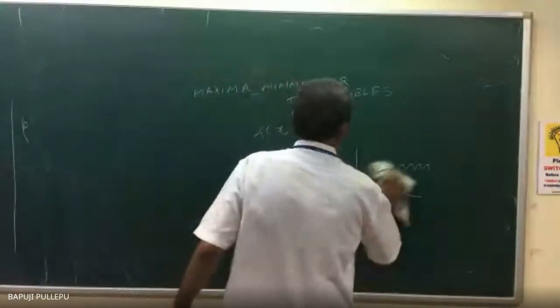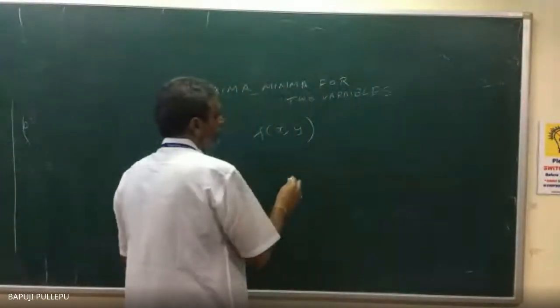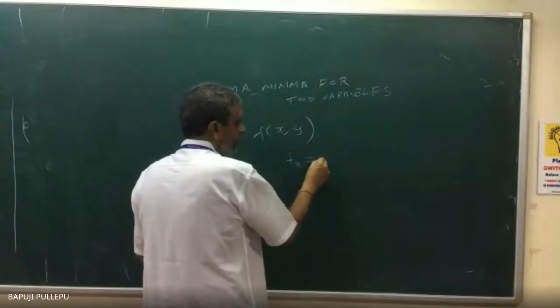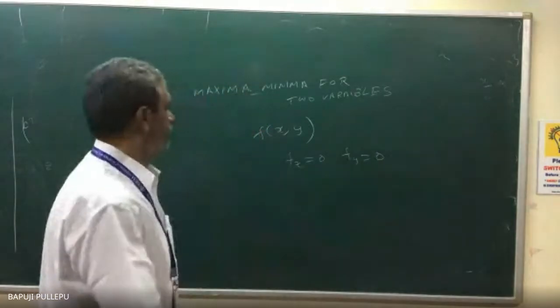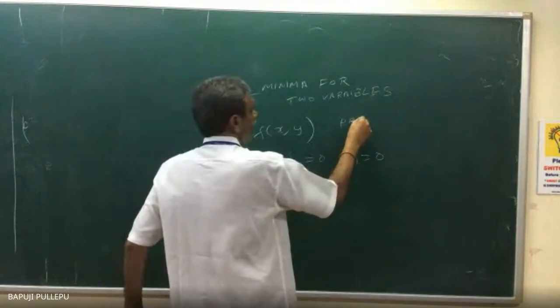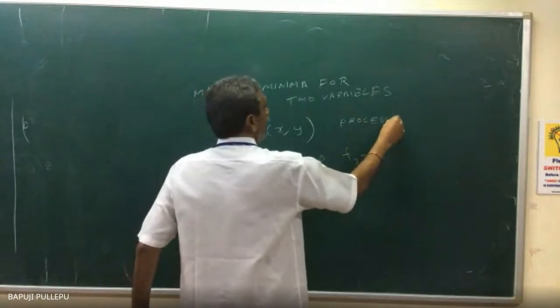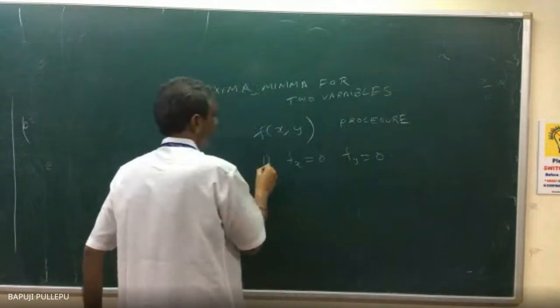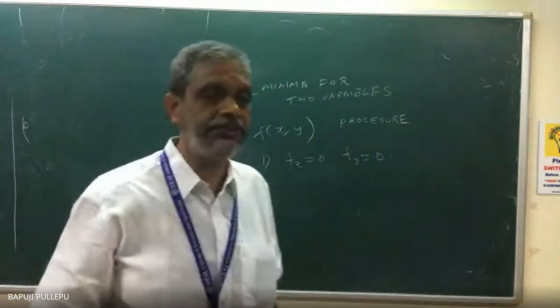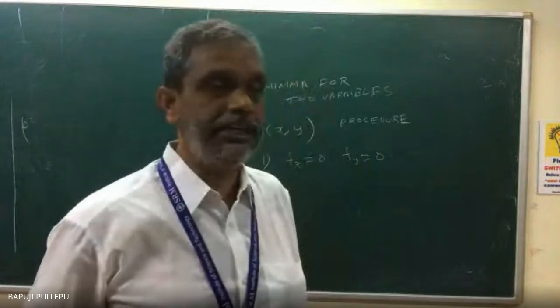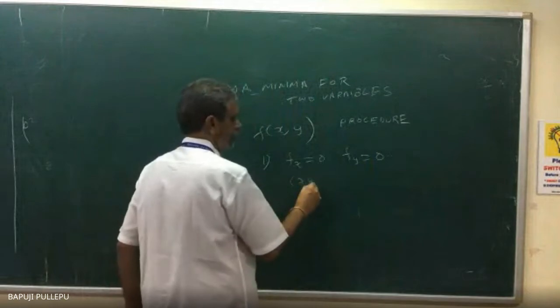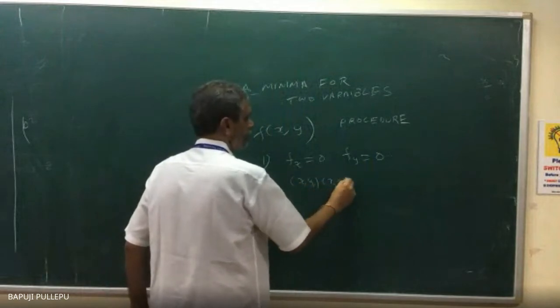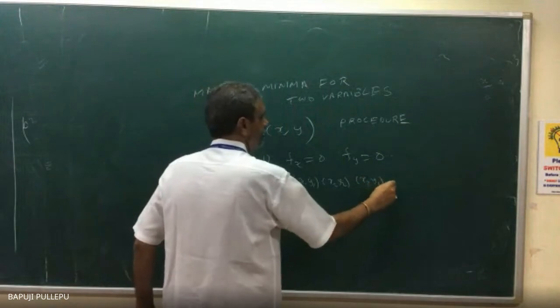Right. Now come on. To find the maximum and minimum, first what will you do? Find f_x equal to 0 and f_y equal to 0. This is the procedure. First you get f_x equal to 0 and f_y equal to 0, and you will get a bunch of points, the extreme points: (x1, y1), (x2, y2), (x3, y3), and so on.